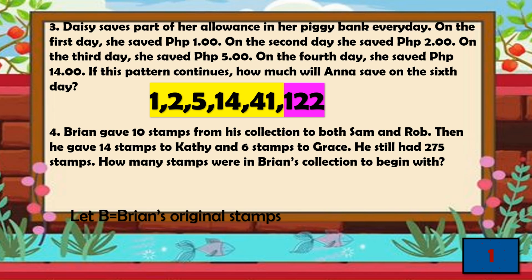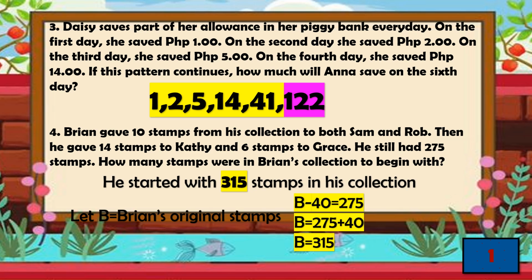And for number 4, let B be Brian's original stamps. So, binigyan ni Brian si Sam at si Rob ng tig 10 stamps. So, that is 20. Then, he also gave Kathy and Grace 14 and 6. So, that is also 20, for a total of 40 stamps. So, B minus 40 is equal to 275, and B is equal to 275 plus 40. So, that means in the beginning, Brian started with 315 stamps in his collection.